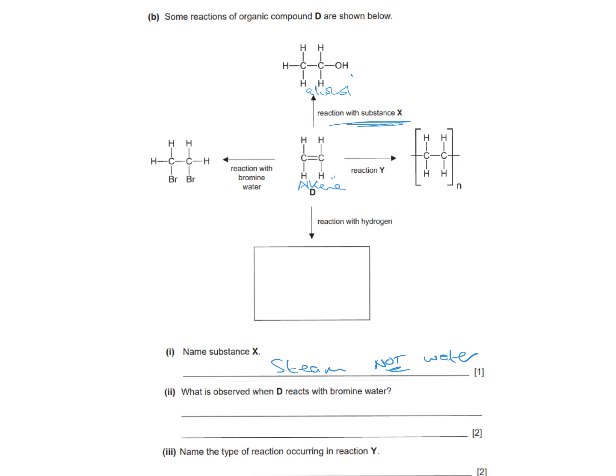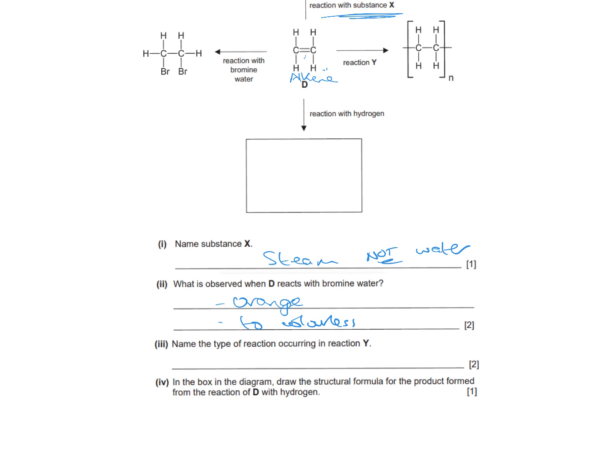What's observed when D reacts with bromine water? Well, bromine water decolorizes here. So it goes from orange, or you could say brown or yellow, to colourless. Name the type of reaction occurring in reaction Y. We're going from an alkene to this. Now this here is a polymer. This here shows you the repeating unit. So this here is addition polymerization. That's why there are 2 marks. One for addition. Again, remember, do not say additional. And then the second mark for polymerization.